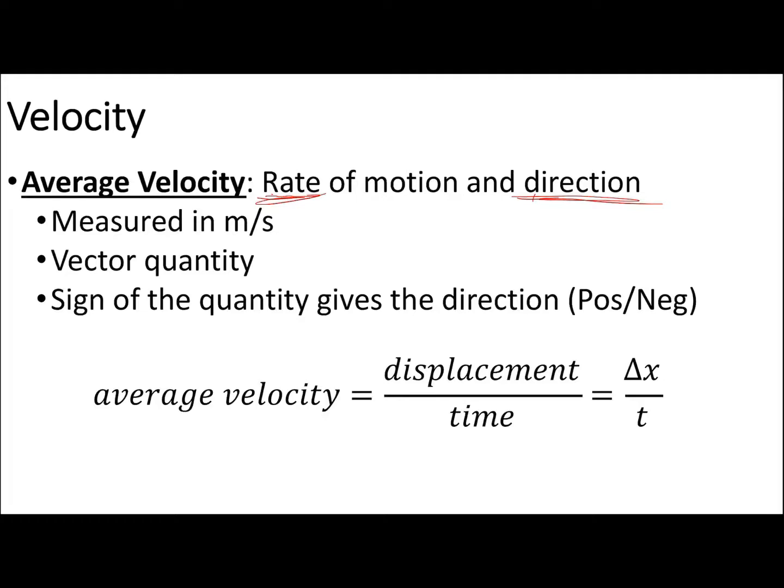The sign gives us the direction, positive or negative. This is for 1D motion, but we could also have vectors, just like we've learned. So I could also have motion maybe at a certain angle of 20 degrees, or what have you. And similarly to the average speed, average velocity is displacement over time, delta x over t, instead of just the distance.